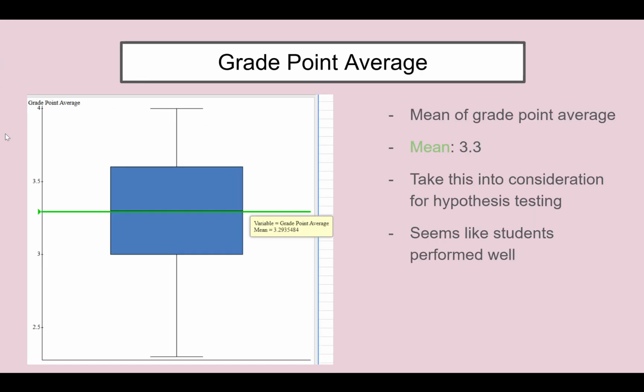All right, I wanted to add grade point average in here because I wanted you to see the mean. The mean being 3.3, we have to take this into consideration for the hypothesis testing. But for the most part, it seemed like students performed well.